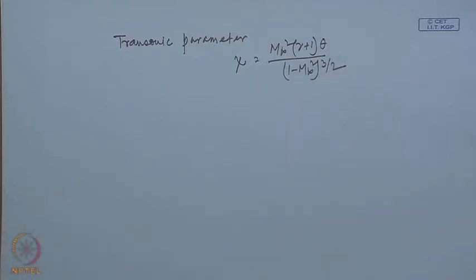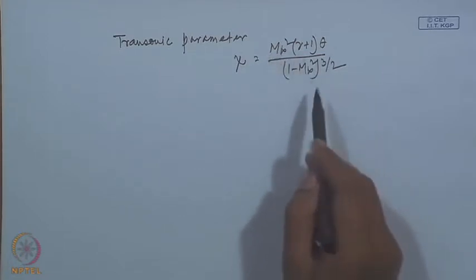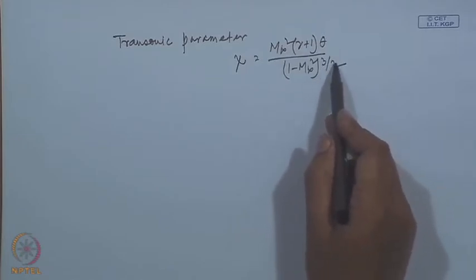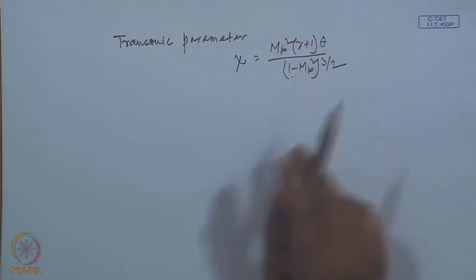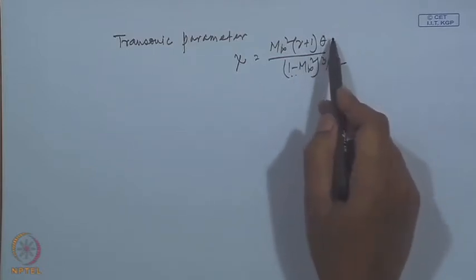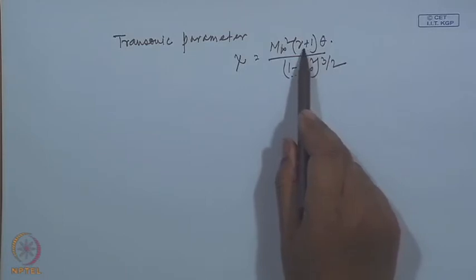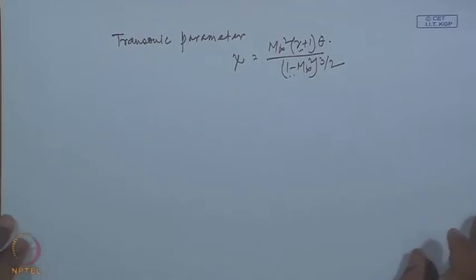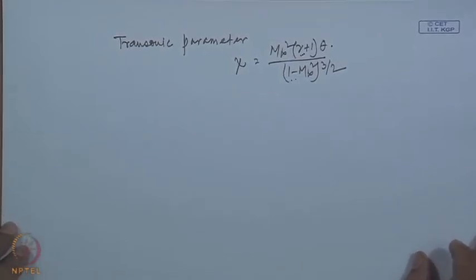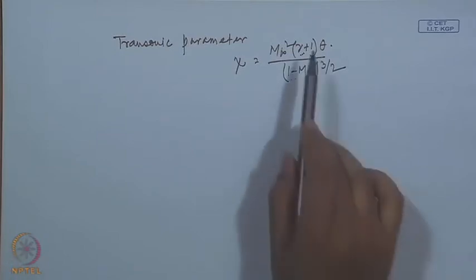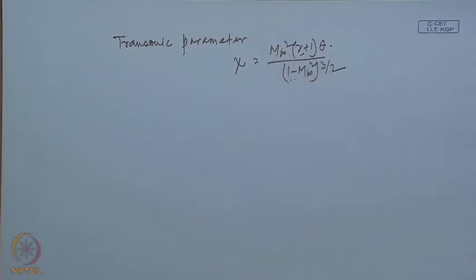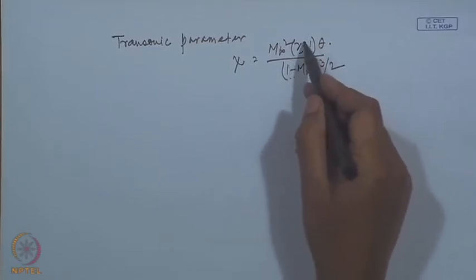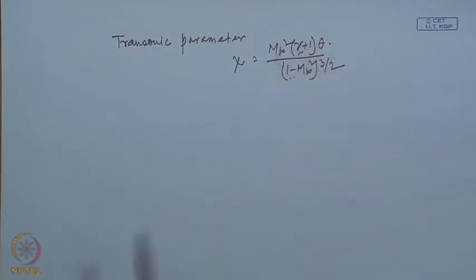So, see that whether a particular flow can be called transonic or not depends on the free stream Mach number, and particularly the 3 by 2 exponent for the factor 1 minus M infinity square, the slope of the body, and also the specific heat ratio gamma. That means, it depends on the gas itself. So, for a given body and a given free stream Mach number, the flow may not be transonic if gamma is such that this condition is not satisfied.